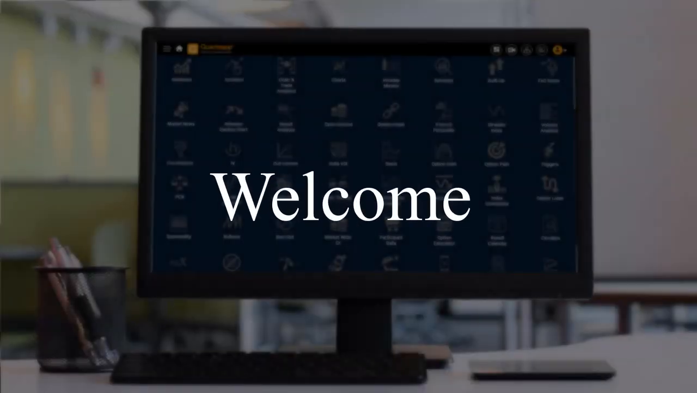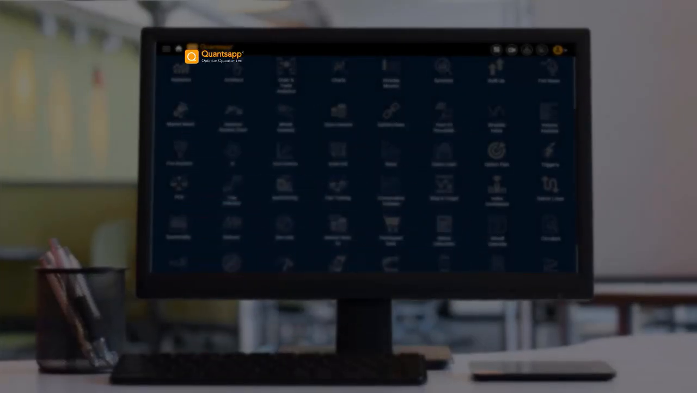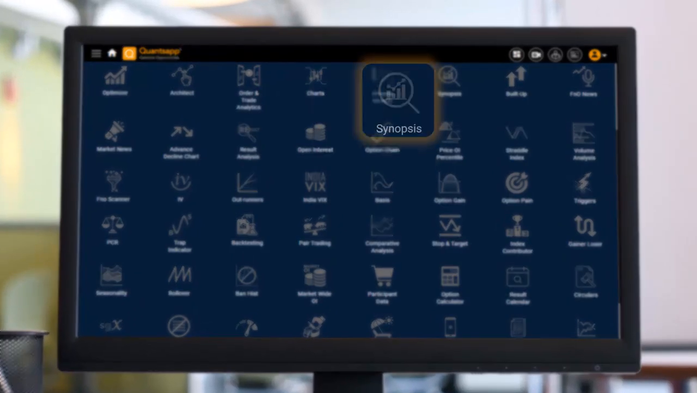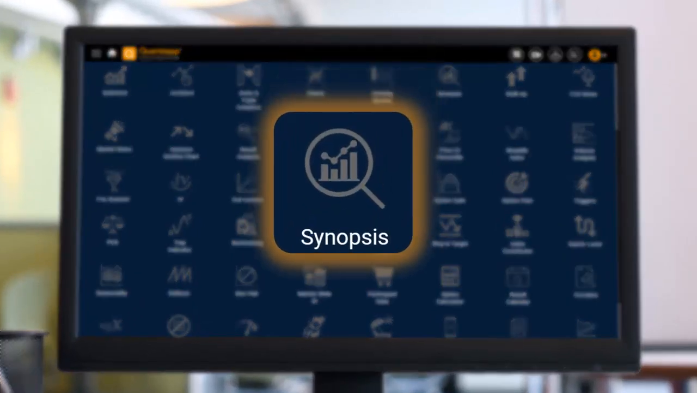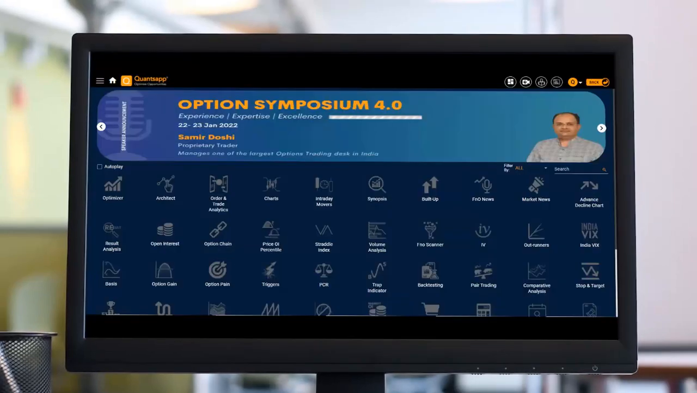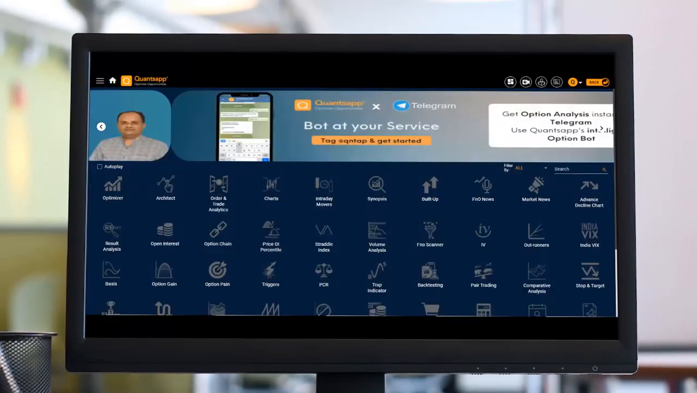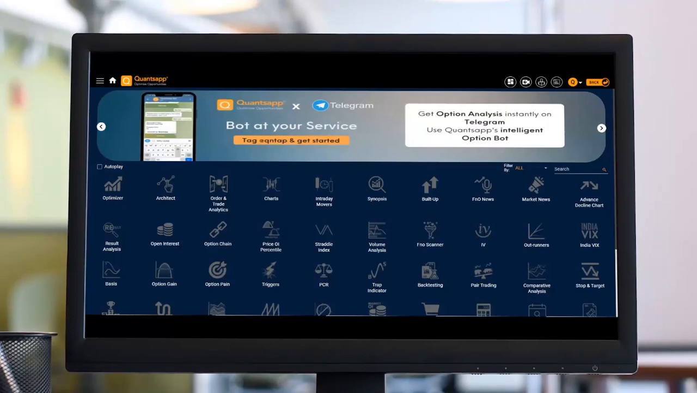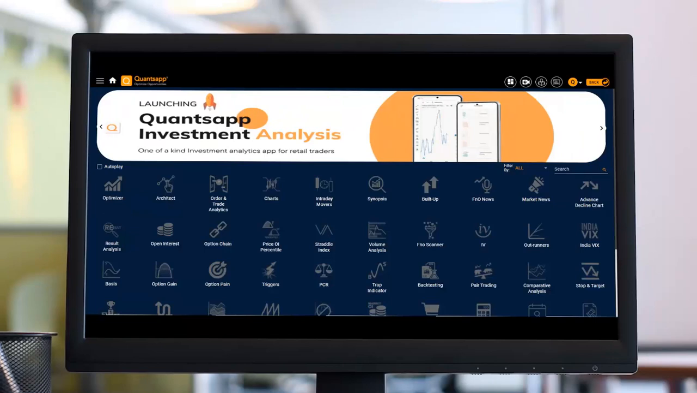Hi. So QuantSap offers the industry's widest range of option analytical tools for free, wherein the majority of the tools in our application are available for free, and you don't need to be a pro subscriber for it. You just need to sign into the application and you can go ahead and use those tools.